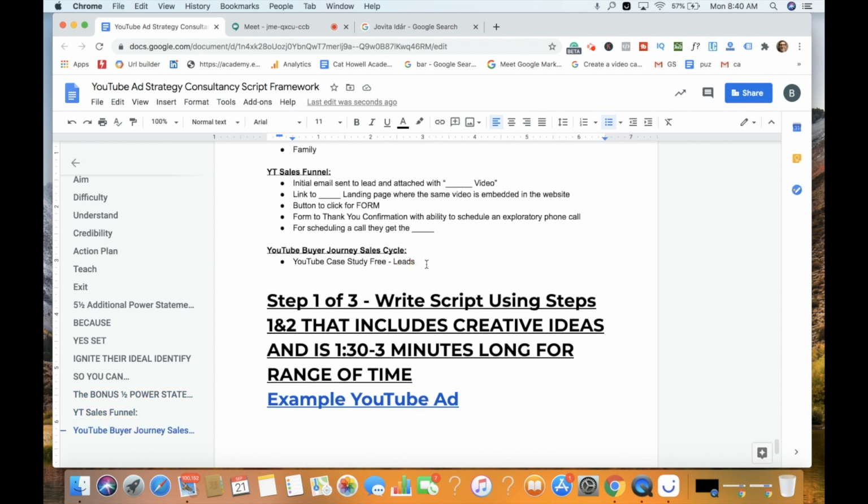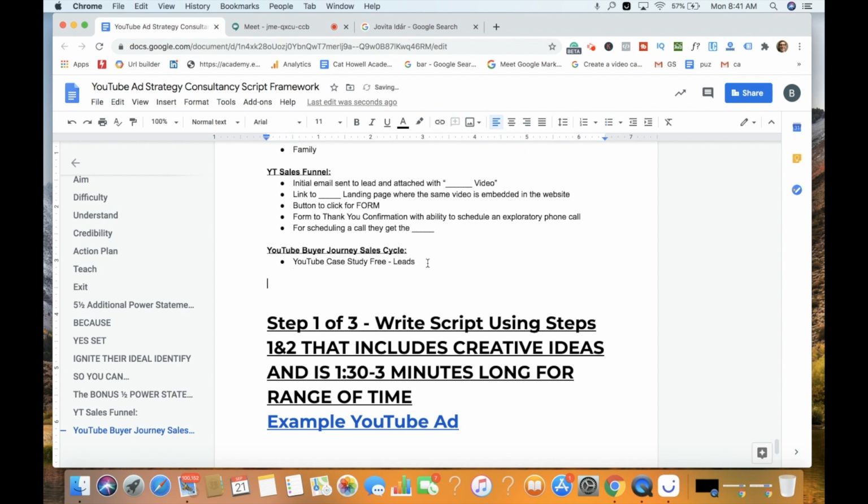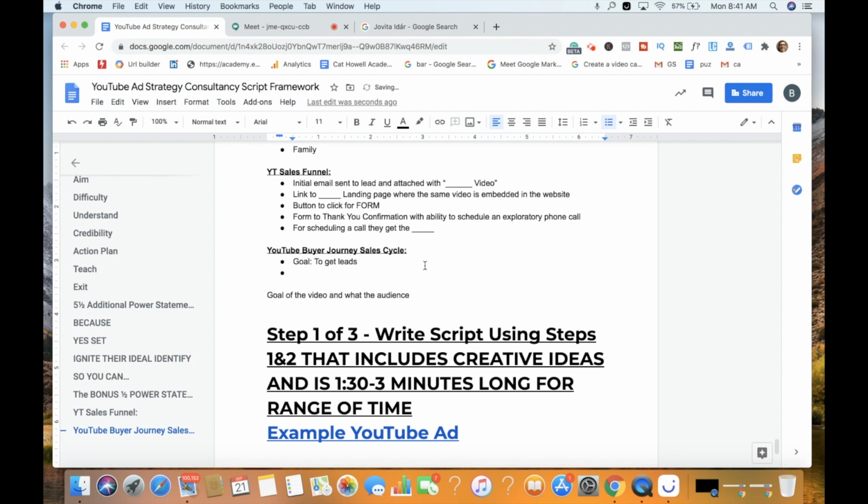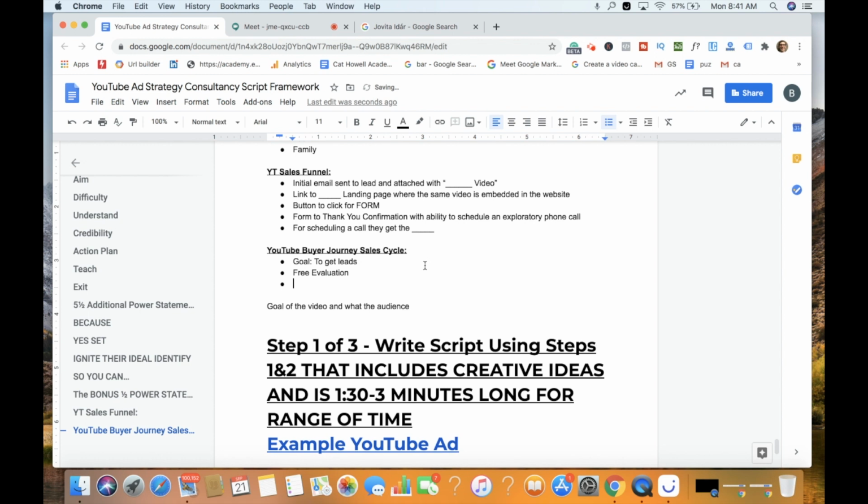So what is the intention of the video ad? I think it's always good to go back to that. What is the goal of the video? Yes, to get leads, right, for the free video estimate. And what's the audience? Your goal is pretty much to get leads. And then the next step is a free evaluation that turns into a paid contractor, that paid deposit. Yeah.